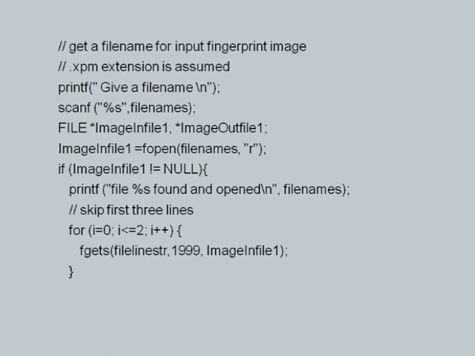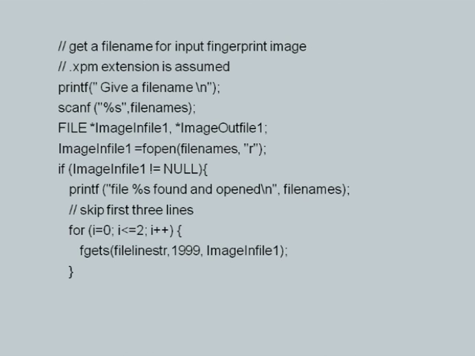Now I have image file 1 and image out file 1. I am going to need two files in my program. One is an input file, which will be connected to the input image that I get in grayscale. The other will be connected to a physical external file, called image out file. This is going to be my monotone image.